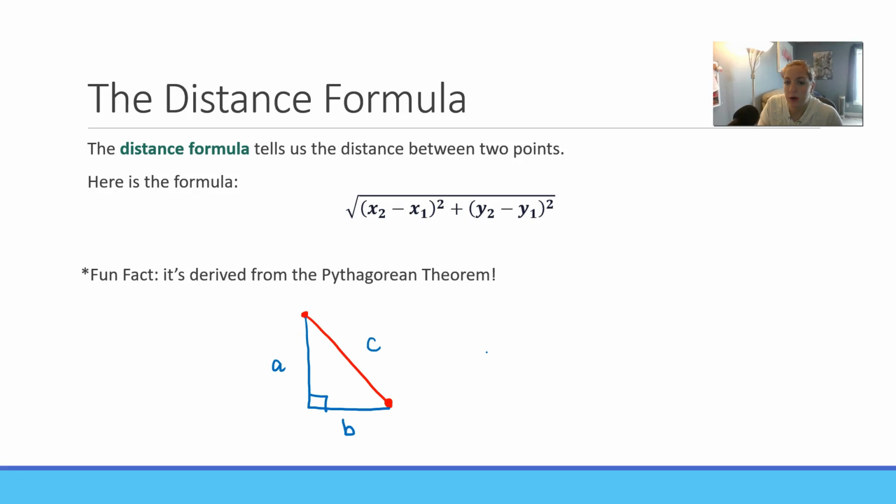So if you're familiar with Pythagorean's theorem, you have a squared plus b squared equals c squared. And then you could just go ahead and square root both sides. And you can see that the length of c is going to be the square root of a squared plus b squared, which b in this case would be x2 minus x1, and a would be y2 minus y1. So if you just know the length there, you can just put in a and b and solve for it.